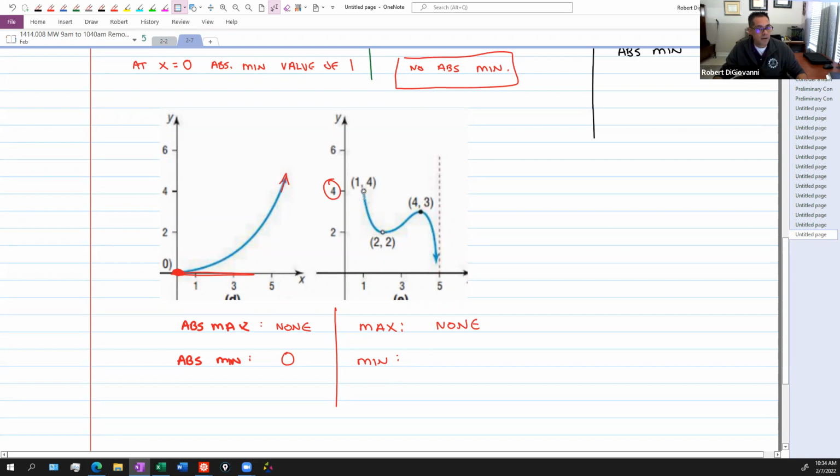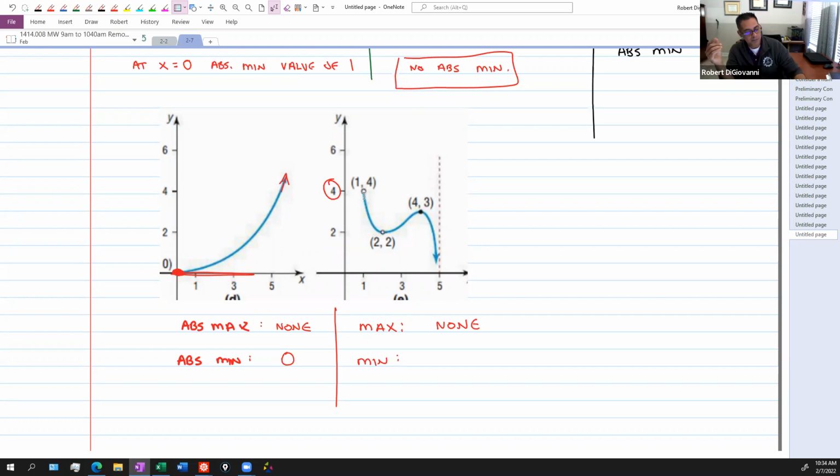There's an open circle there, right? So it's that same idea where you're getting closer and closer to 4, but never getting there. Even though it never gets past 4, you can't tell me that's the biggest value, because you can say 3.9, 3.999, 3.9999, 3.99999, right? So there is no absolute max.